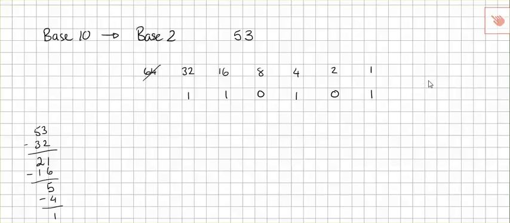Exactly. So I would say that number there equals 53. So you've got the same number, that's 53, this is 53, but in different number bases. Is that happy from the last couple of lessons?